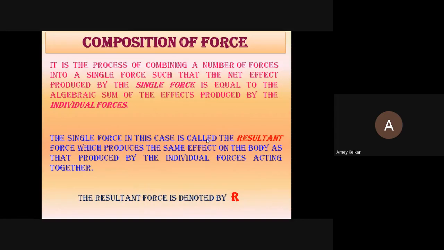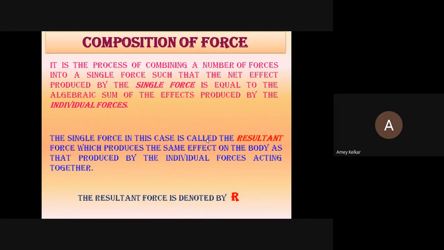The resultant force is denoted by R. So now, what is composition? Say on a body a number of forces are acting, but for finding the solution, we want a single force. Hundreds of forces are acting on a body, but we want a single force to obtain the solution. Now this process is called composition.